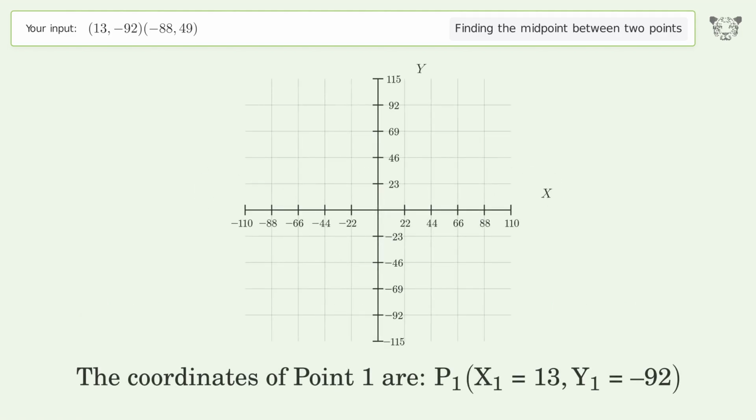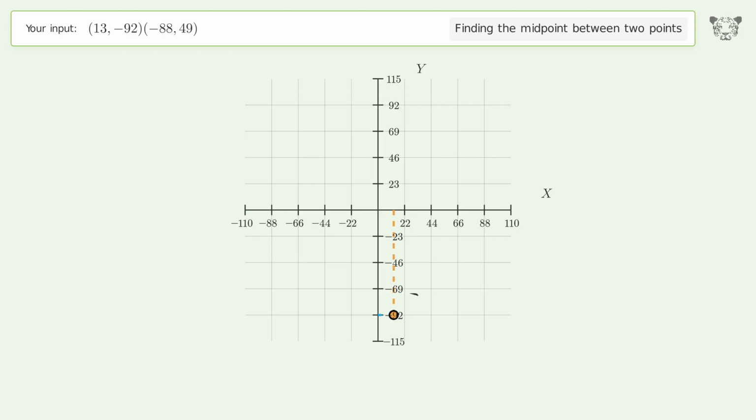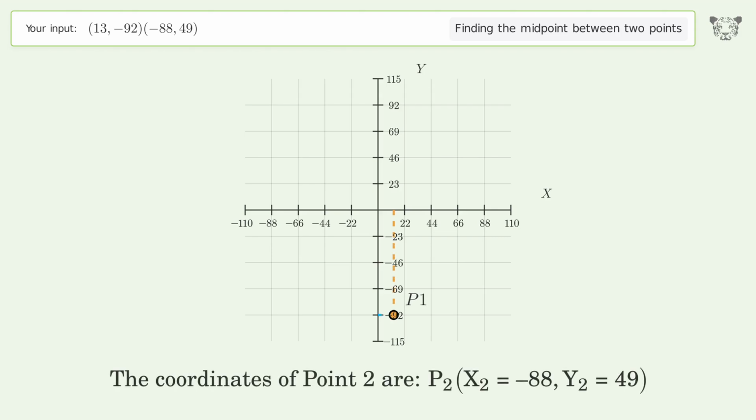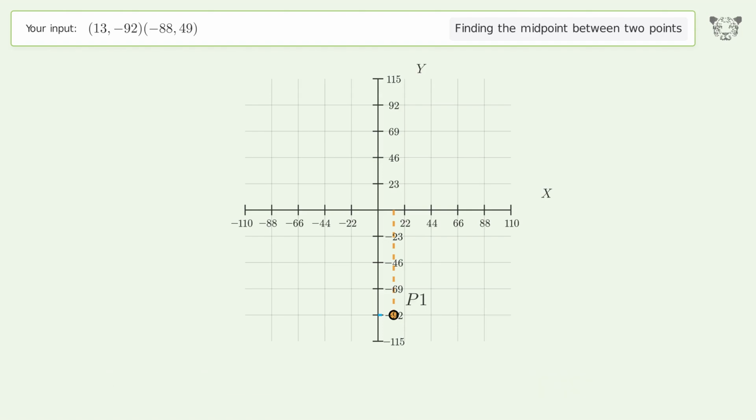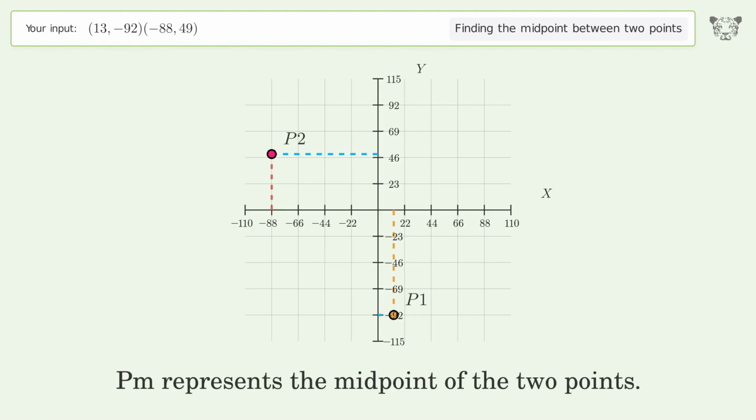The coordinates of point 1 are, x1 equals 13, y1 equals -92. The coordinates of point 2 are, x2 equals -88, y2 equals 49. PM represents the midpoint of the 2 points.